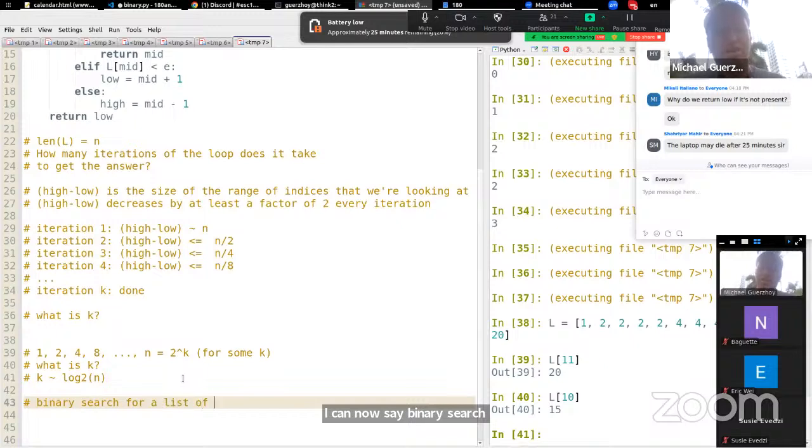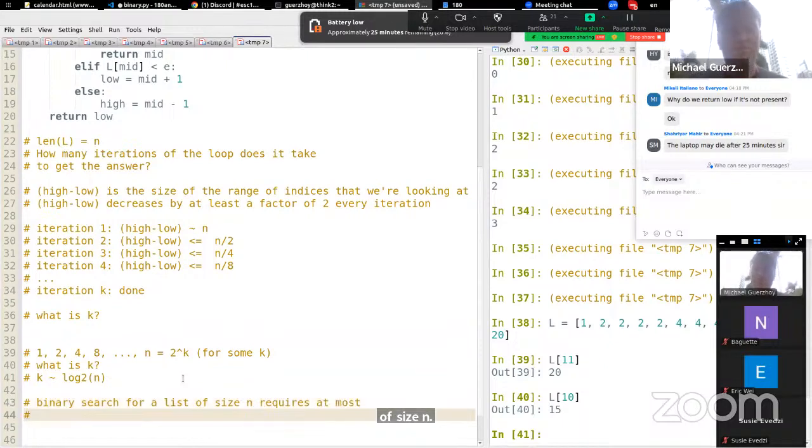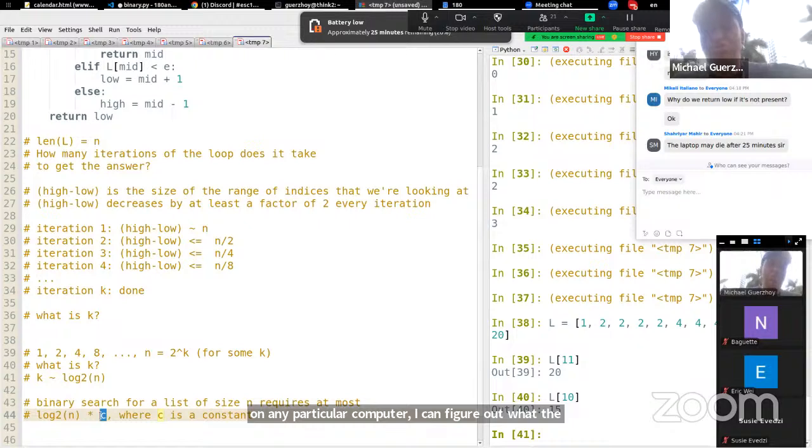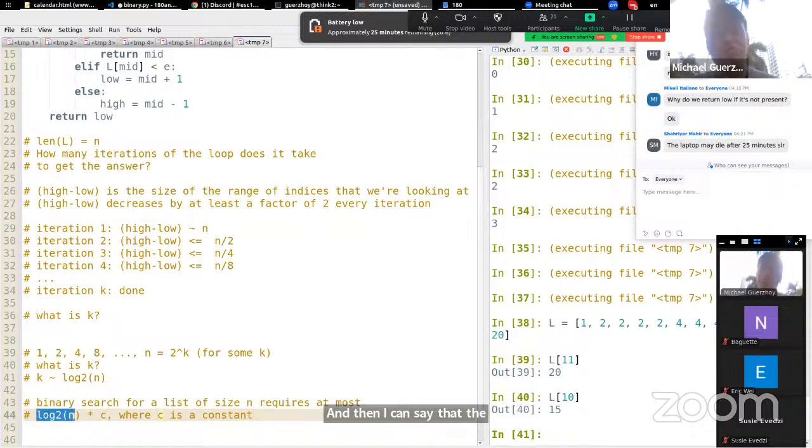for a list of size n requires at most log base 2 of n times c, where c is a constant, right? So what this means is that on any particular computer, I can figure out what the c is. So it's however long it takes to run one iteration. And then I can say that the runtime as a whole is going to be proportional to log base 2 of n. All right.